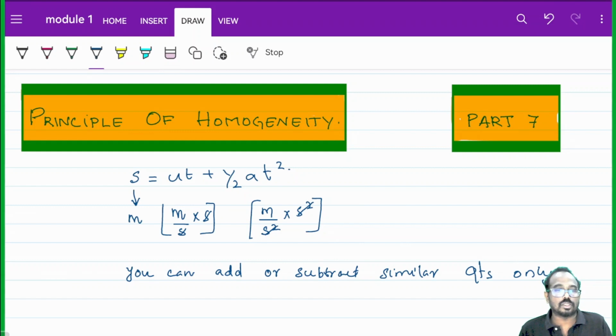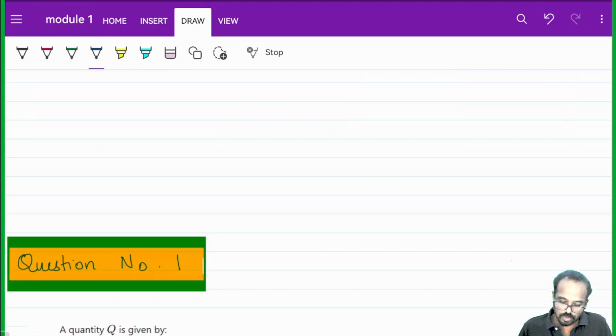Sometimes they will ask you to find out the power of a quantity. You can also check the correctness of an equation, which is not asked in your syllabus till now. That is one more application of the principle of homogeneity. Mostly you will get questions to find out the power of a quantity, so we will check those types of questions. Let us start with one question.